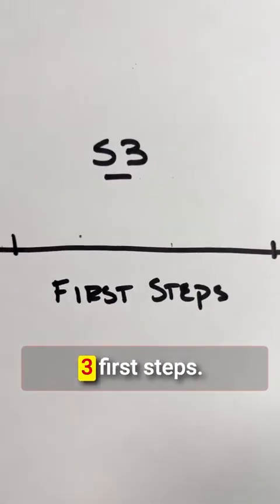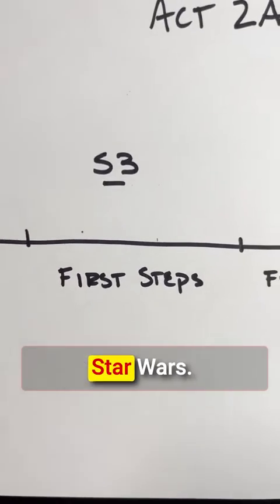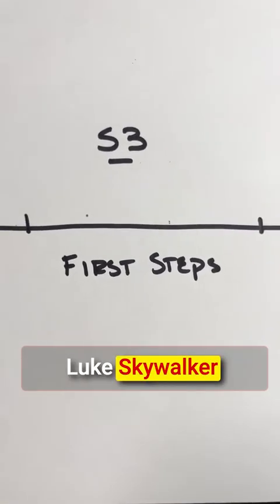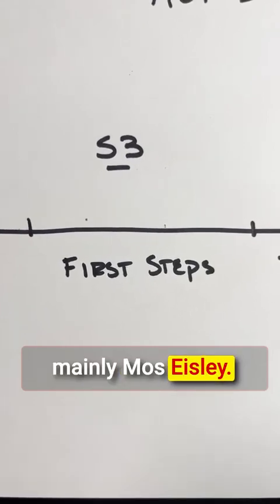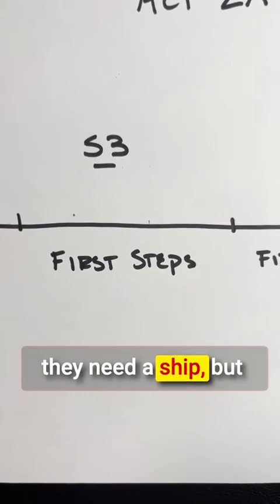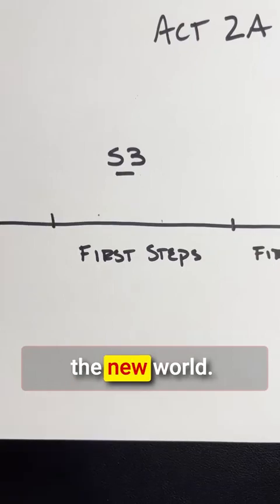But in sequence 3, first steps, say we'll use Star Wars. Star Wars is a great example. Everyone knows Star Wars. It's well structured. So Star Wars first steps is Luke Skywalker going out into the special world, mainly Mos Eisley. They need a ship. Their first step is they need a ship. But really sequence 3 is all about exploring the new world.